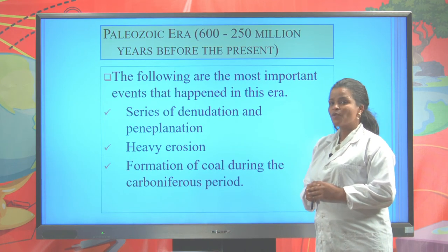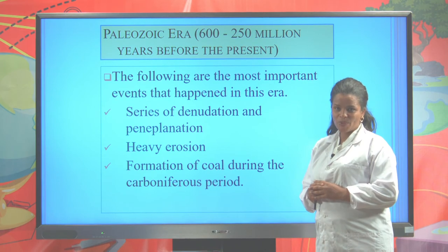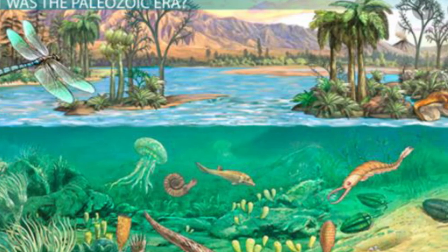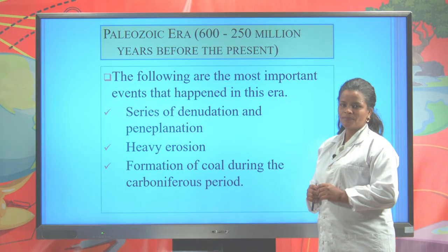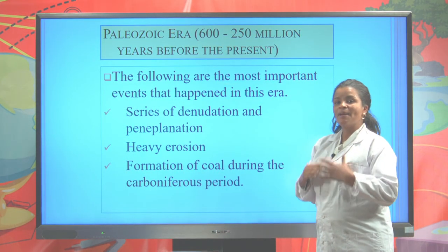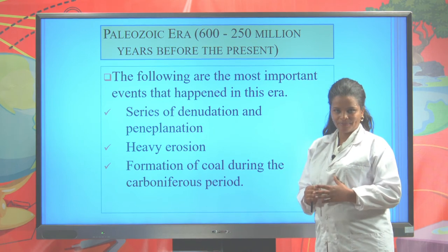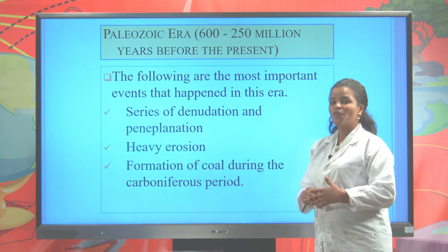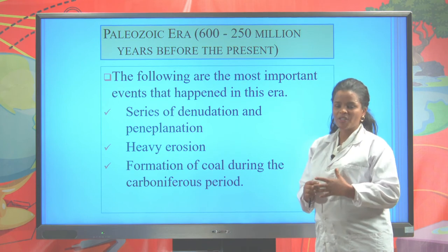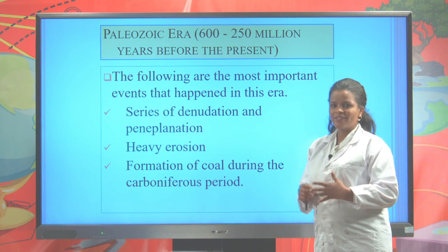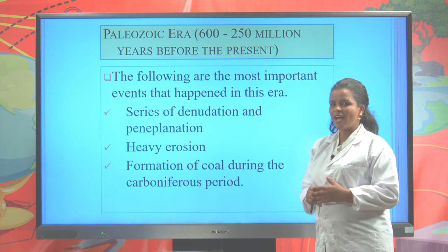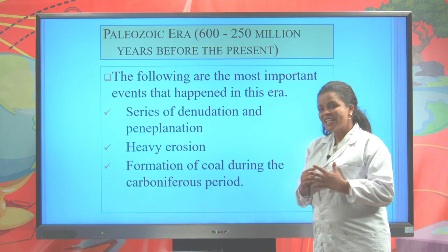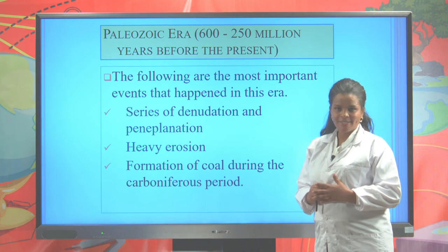Students, let's proceed to the second era, that is Paleozoic. The age of Paleozoic era is between 600 up to 215 million years before the present. The following are the most important events that happened in this era. For example, a series of denudation and peneplanation of the land because of heavy erosion. Heavy erosion occurred in this era. The land is denuded and peneplain is formed during this time. And coal formed during the Carboniferous period. But there is no significant rock formation during this time.